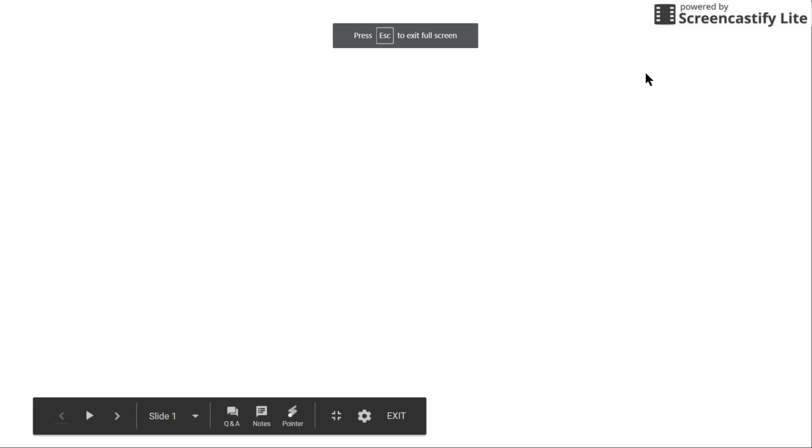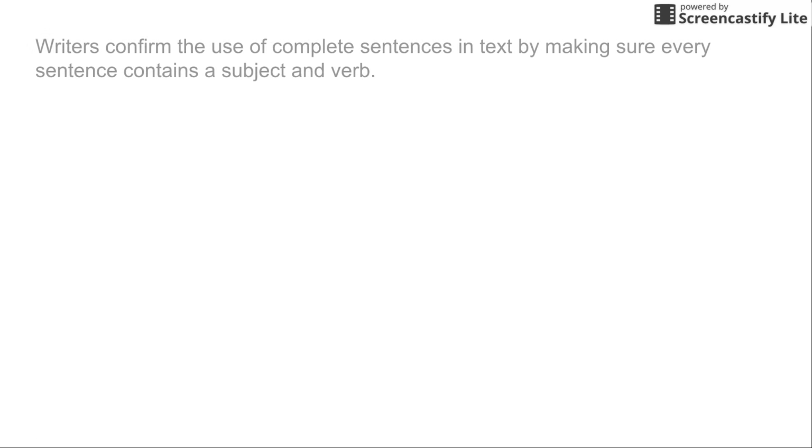Today we're going to have a lesson about sentences. Every complete sentence has a subject and verb. So when you're reading or when you're writing, writers always have to confirm the use of complete sentences in text by making sure every sentence contains a subject and verb.